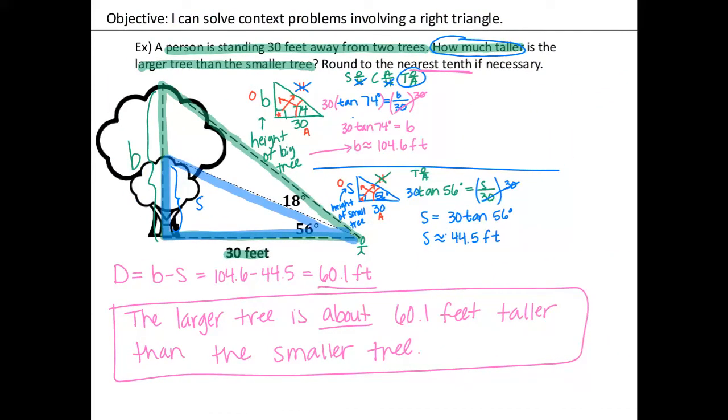All right, so again, one more time. We ended up having to get the bigger tree's height by separating the bigger triangle. And then we separated the smaller triangle to find the height of the small tree. And then once you have the two heights, we subtract them to get the difference in their heights. Okay?